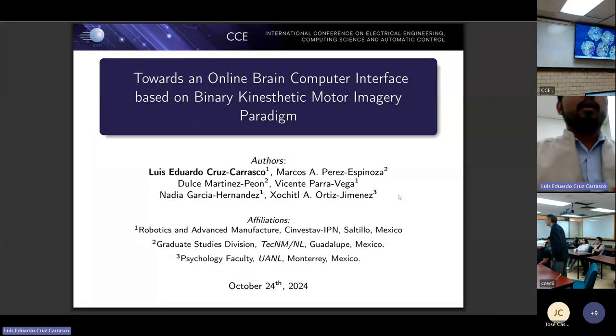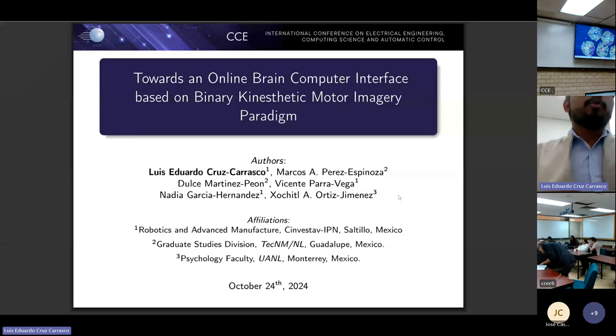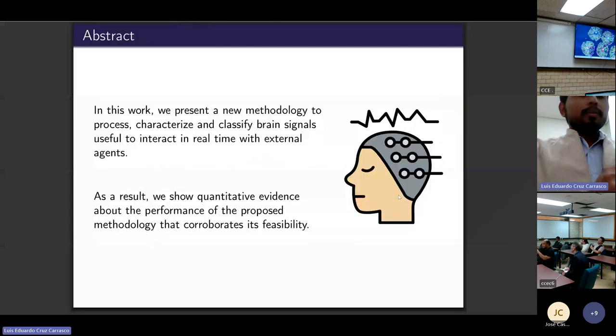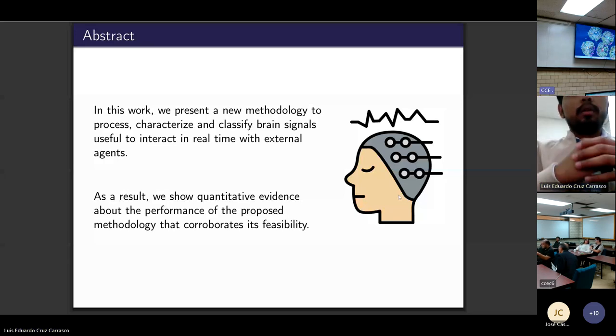Good afternoon. I'm Luis Eduardo Cruz Carrasco from Cinvestav Saltillo, and I'm going to present our work entitled Towards an Online Brain Computer Interface Based on Binary Kinesthetic Motor Imagery Paradigm. For this work, we present a new methodology that could allow us to transform the brain signals, or electrical activity of the brain, into commands to interact with an external agent in real time.